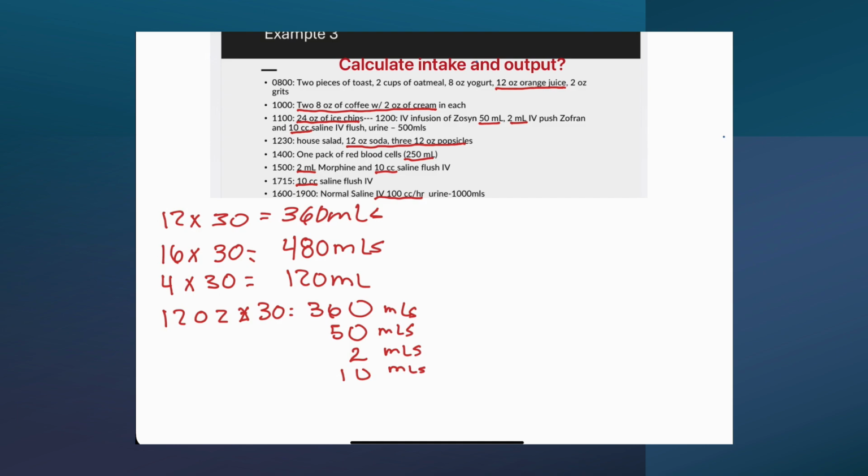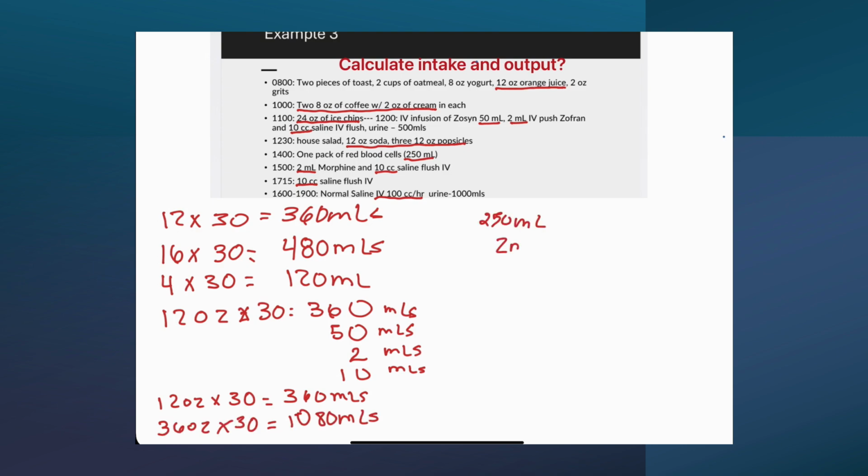All right, and then your patient has a 12-ounce soda. So we're going to convert 12 ounces to mLs. So we have 360 there. And then your patient has 3 12-ounce popsicles. So we want to take 12 ounces, times that by 3, and then we'll get 36. So we have a total of 36 ounces, and we're going to convert that to mLs. So we're going to get 1,080 mLs.